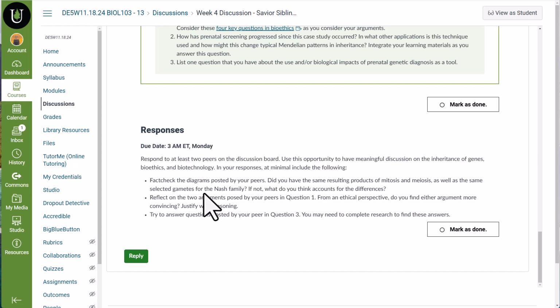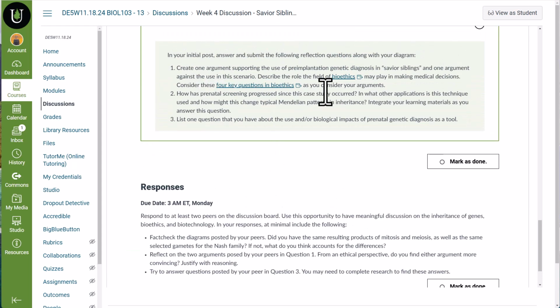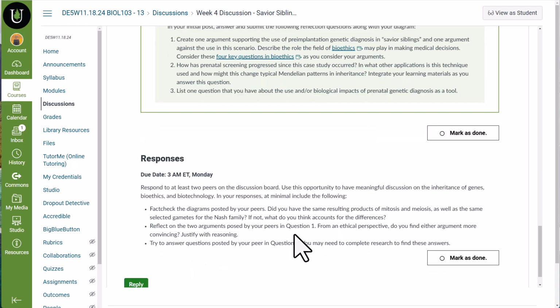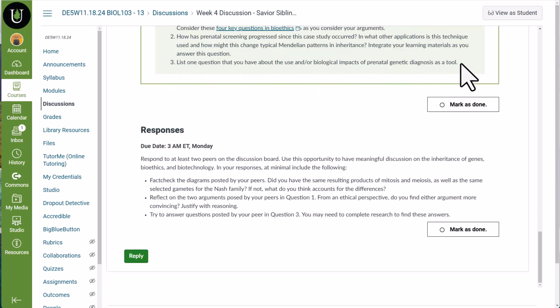In your responses, you want to look at the PDF that your peers have posted. Did you come up with the same solution when you came up with your products of mitosis and meiosis? Were they the same? If not, why do you think they might be different? And then you also want to look at the 2 arguments posed by your peers for question 1 up here, this ethical argument about the Save Your Sibling case study. Which one of their arguments do you find more convincing and why? Take a look at what they've posted here in number 3. Try to answer that question. And you might have to do a little bit of research to do that.